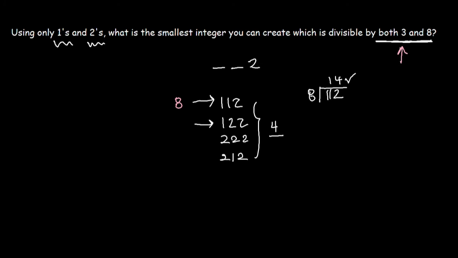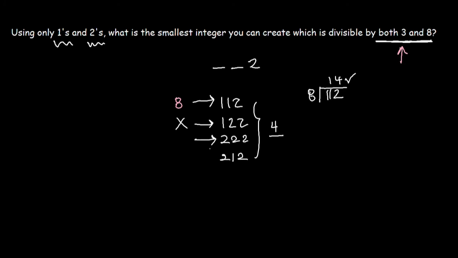122. Well, we know that this number is not divisible by 8 nor 3. Because if you add up its digits, 1 plus 2 plus 2, which is 5, is not divisible by 3. So we can definitely eliminate 3. And it's also not divisible by 8, because 122 is not divisible by 8. So we can definitely go ahead and eliminate this.